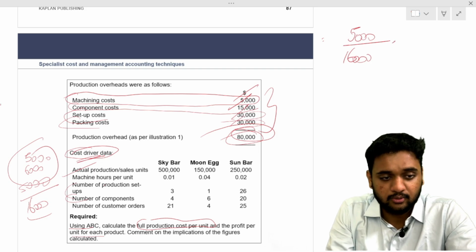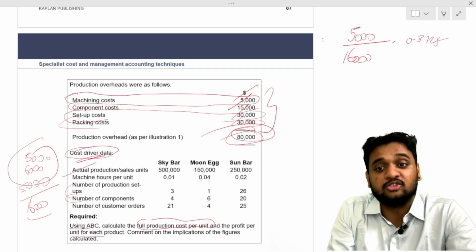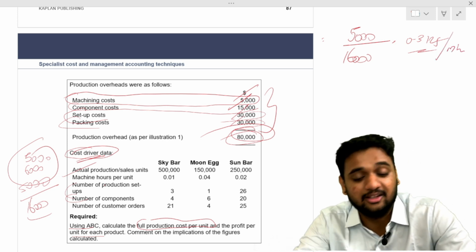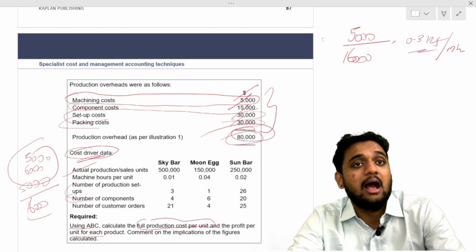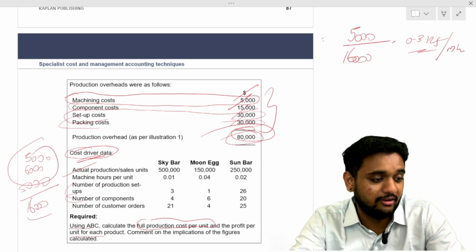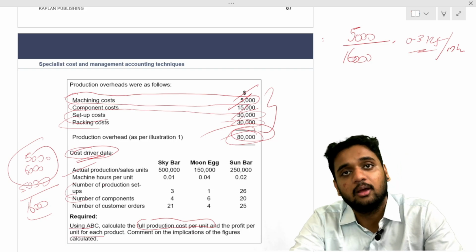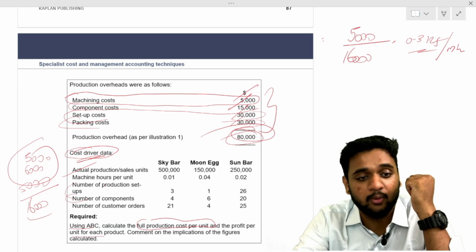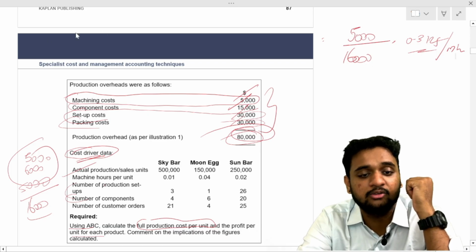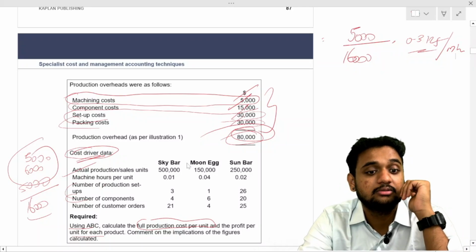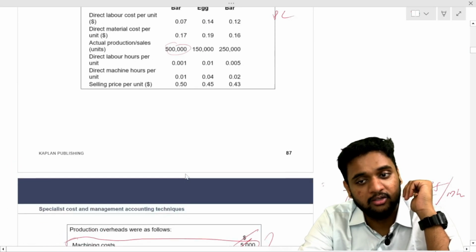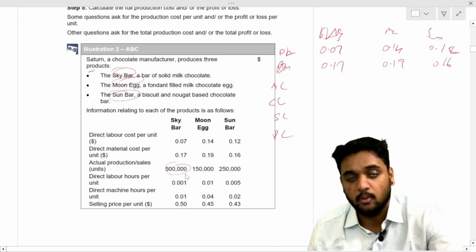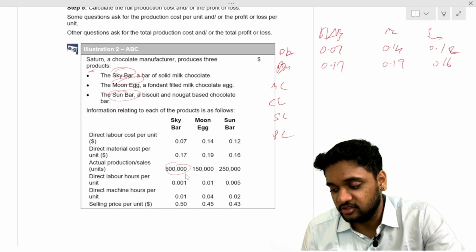What will you get? 0.3125. What is that? Cost per machine hour. It's otherwise called the overhead absorption rate for machine cost. Understood? So machine cost per hour is 0.3125. How many hours per unit are we using in Sky Bar? 0.01. So what you have to do? 0.3125 into 0.01. How much will you get?